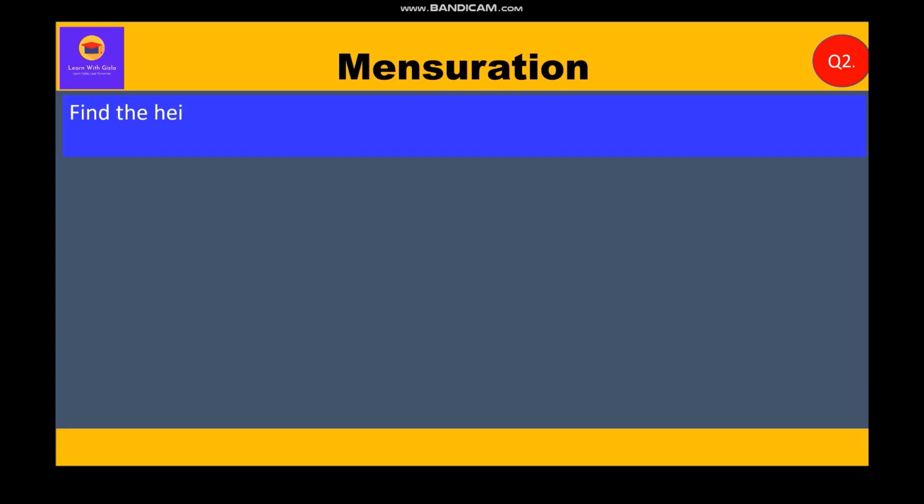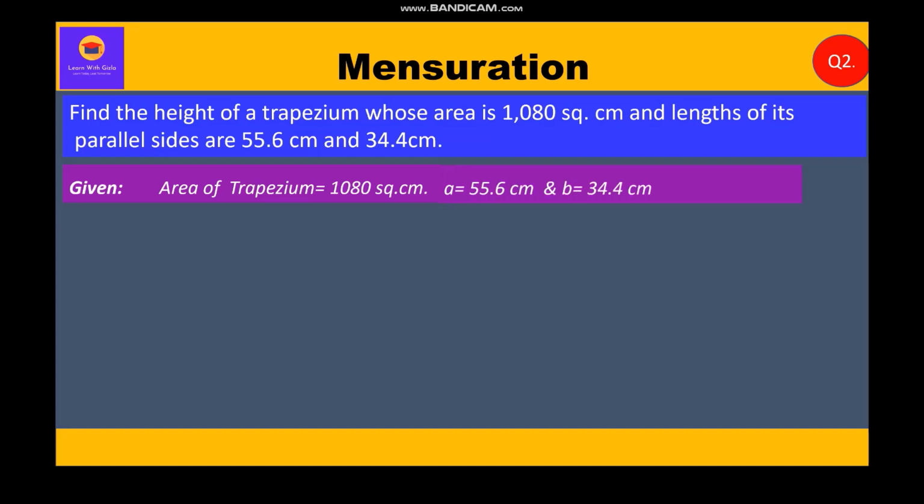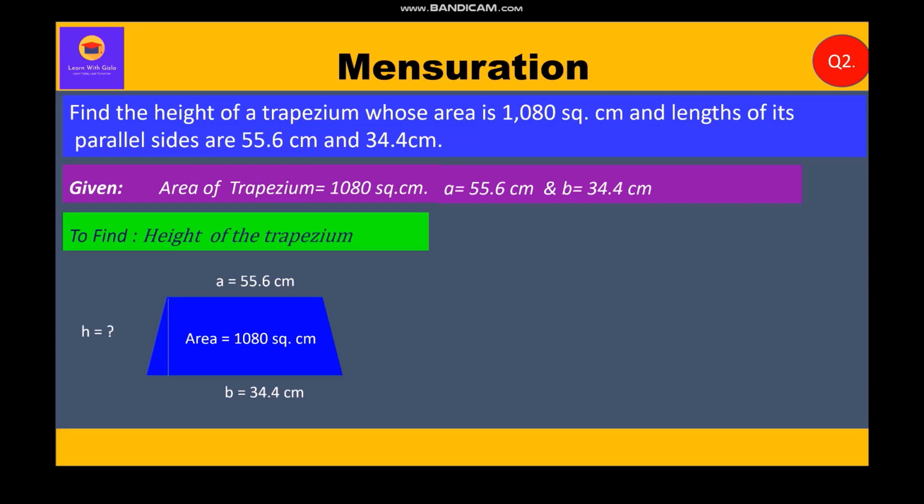Find the height of a trapezium whose area is 1080 centimeter square and length of its parallel sides are 55.6 centimeter and 34.4 centimeter. Now in this question we are given area of trapezium is equal to 1080 centimeter square. Let us assume A is equal to 55.6 centimeter and B is equal to 34.4 centimeter. We have to find the height, that is h. Now let's start with the solution.